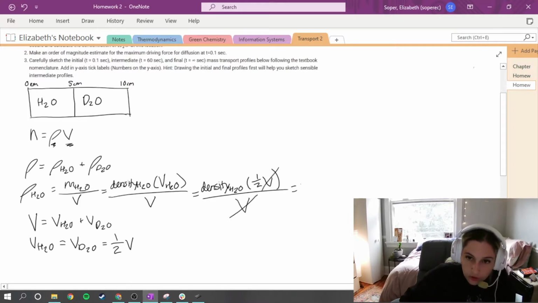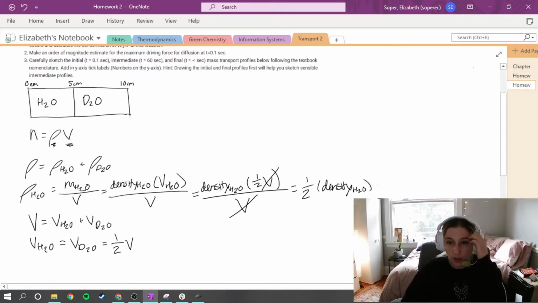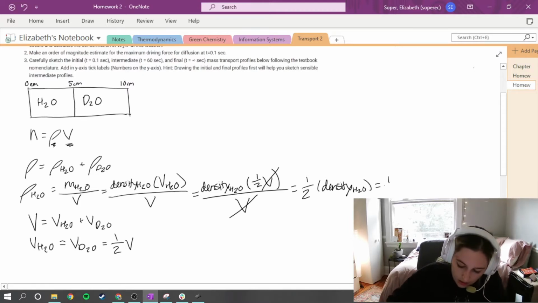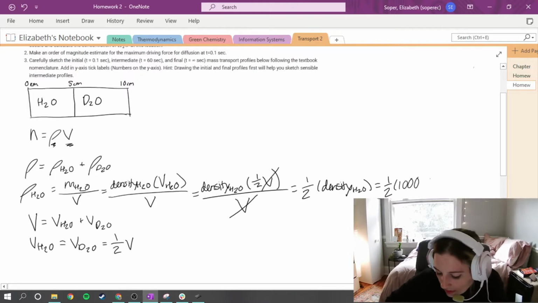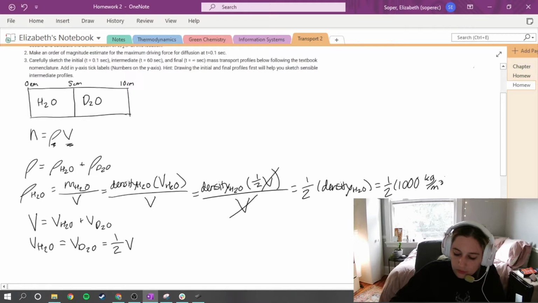So now you can see that the mass concentration of water is equal to half of the density of water in this situation. And we know that the density of H2O is 1,000 kilograms per meter cubed, so this is 500 kilograms per meter cubed.